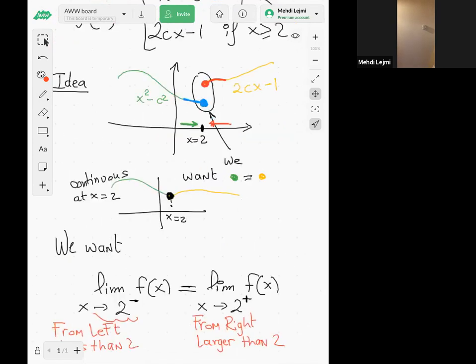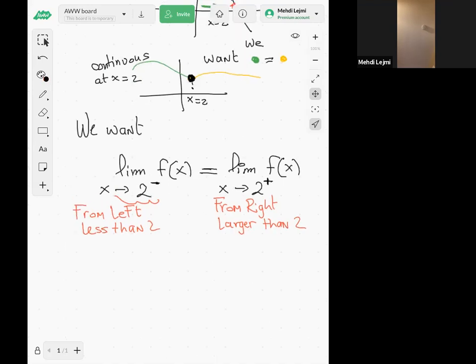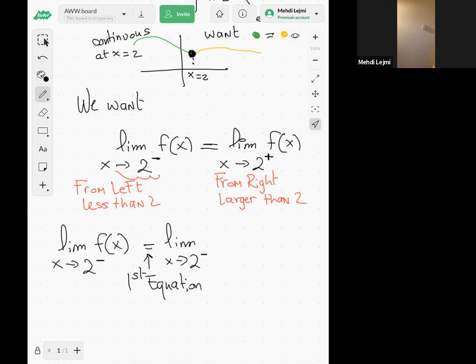So let's use the first equation when x approaches two minus, because your x would be less than two, right? So here, this limit of f of x, x going to 2 minus. So here we're going to use the first equation, right? Because you're approaching 2 from the left. And so your x is going to be less than 2. So what's the equation of f when x is less than 2? It's x squared minus c squared, right?